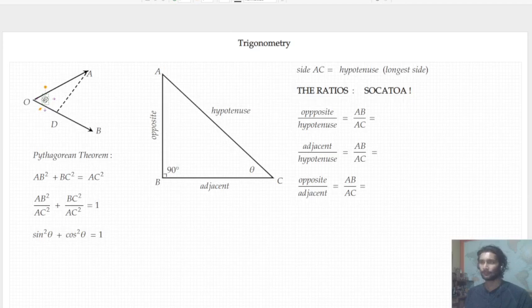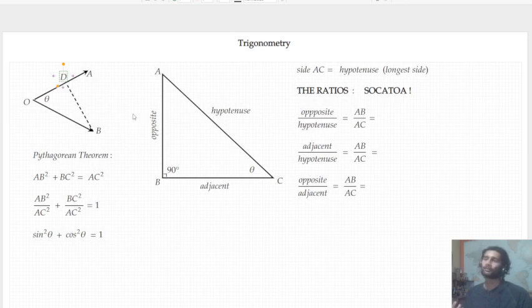theta. Now in order to make a right angle triangle, we drop a perpendicular AD on side OB. So we make a right angle triangle OAD, and since AD is known to us and angle theta is known to us, we can find out the unknown side OA. Similarly, in order to find out the unknown side OB, we can drop a perpendicular DB on OA and we can find out the unknown side OB.